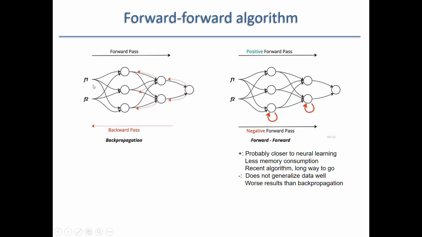So in the backpropagation, you start with an input, go with a forward pass through the network to the very end, then you evaluate your loss, and this loss is backpropagated to all neurons, and to all weights, so that you can update them.